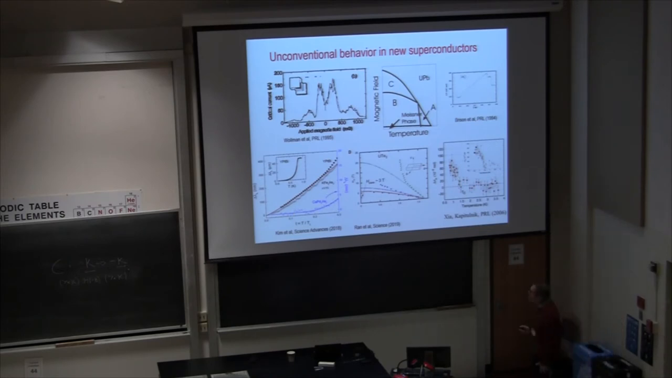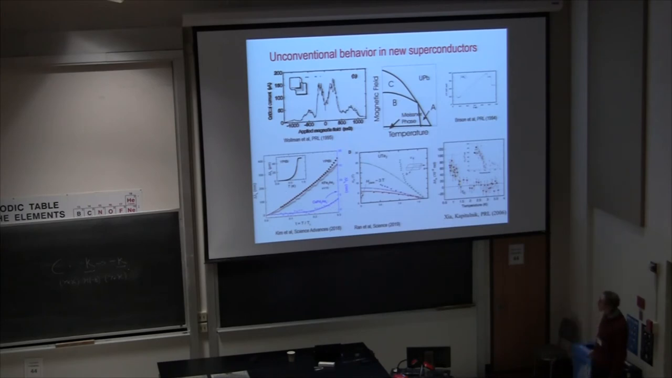However, in a whole series of materials, and here I've shown some recent material from Maryland, yttrium platinum bismuth, you see that this penetration depth has this characteristic linear in temperature dependence, which means that there are low energy excitations sitting around deep inside the superconducting state, and so there's no energy gap. How do we understand that?